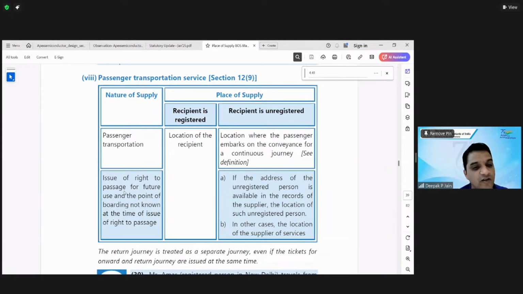Yes, for an unregistered person in a courier case, it will be CGST and SGST generally. Correct, you're right.